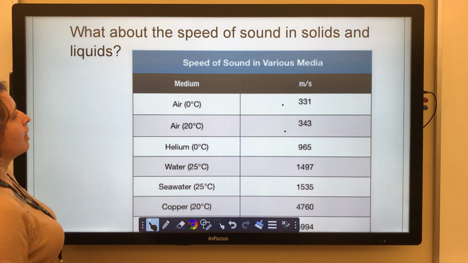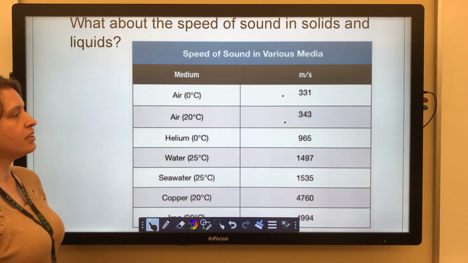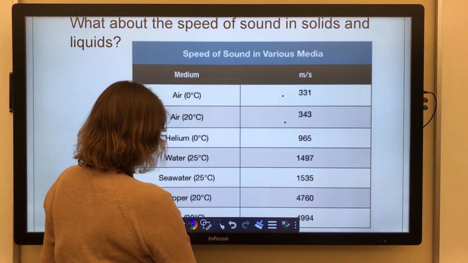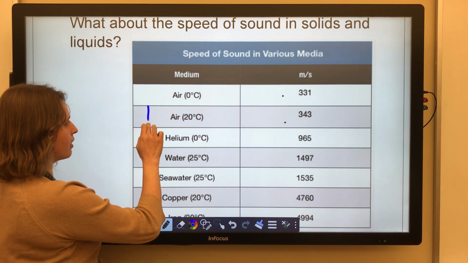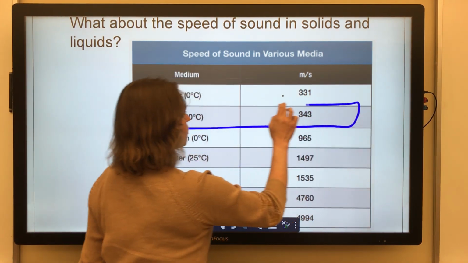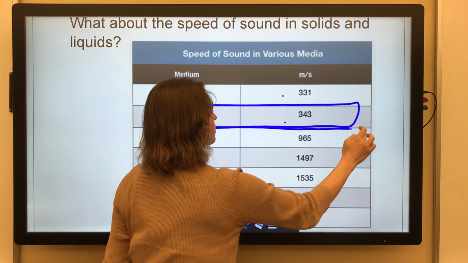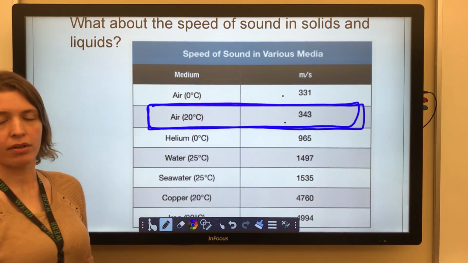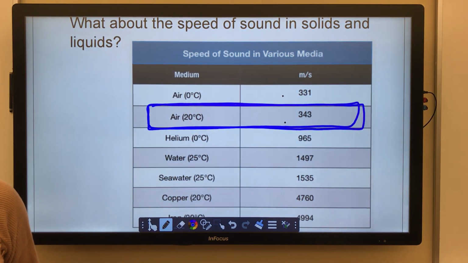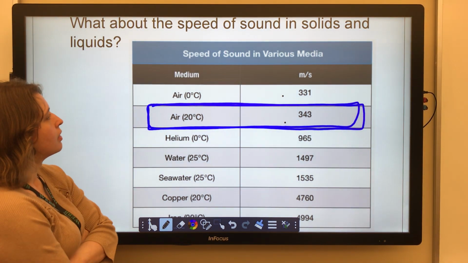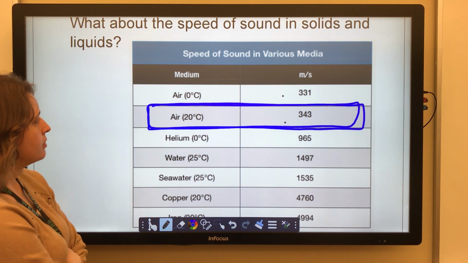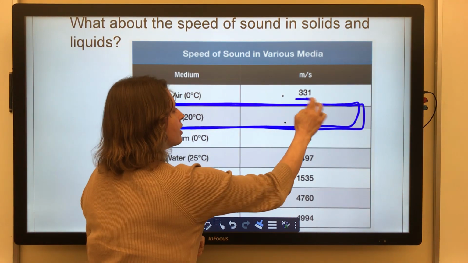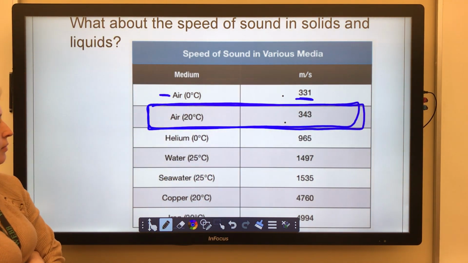If we're thinking about speed of sound in solids and liquids, in terms of numbers that you probably want to be at least somewhat familiar with, speed of sound in air is about 343 meters per second, or roughly 340 meters per second, which is usually the number I use. So that is at 20 degrees C.